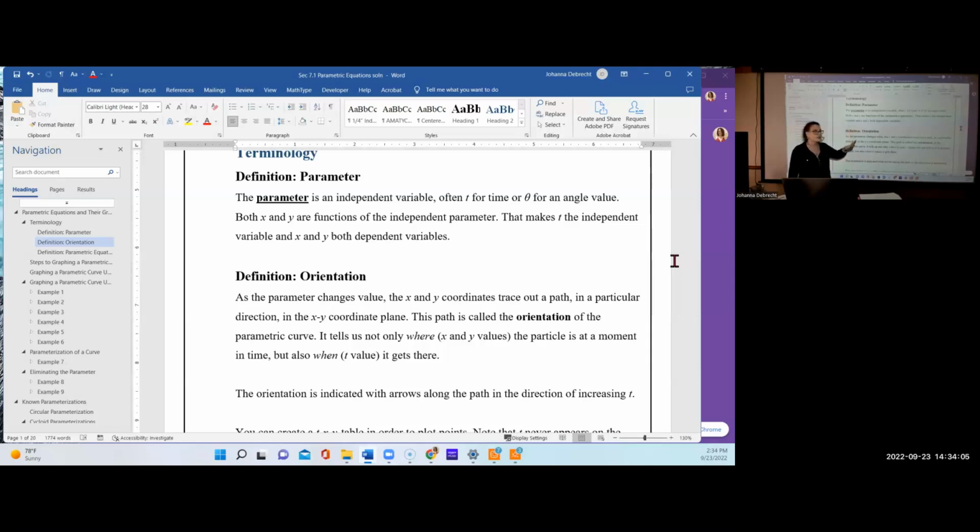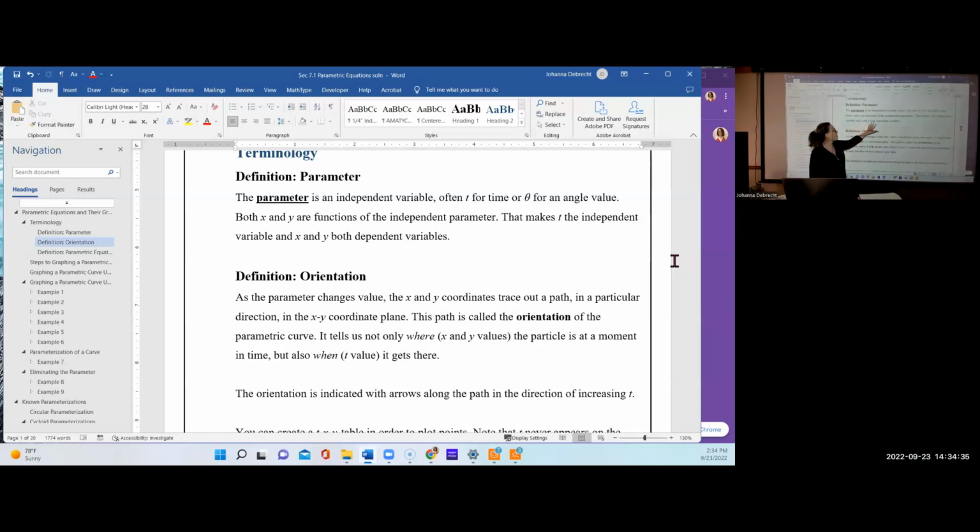Now, let's go ahead and define what a parameter is, because a parameter is what we have in a parametric equation. The parameter is an independent variable, often represented by t for time or theta for an angle value. When we have that, both the x and the y, if we're in 2 dimensions, or x, y, and z, if we're in 3 dimensions, depend on this independent parameter. So x is a function of t and y is a function of t. And if we're in 3 dimensions, z is a function of t or of theta.